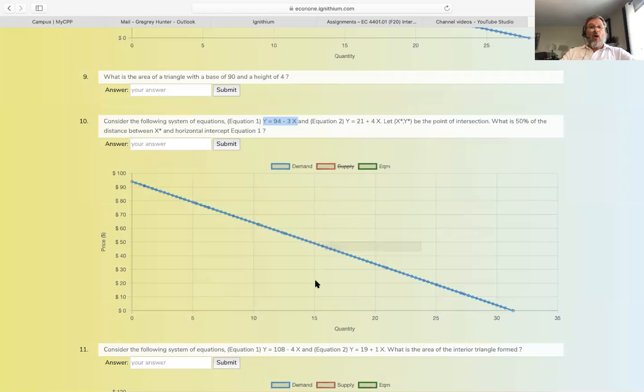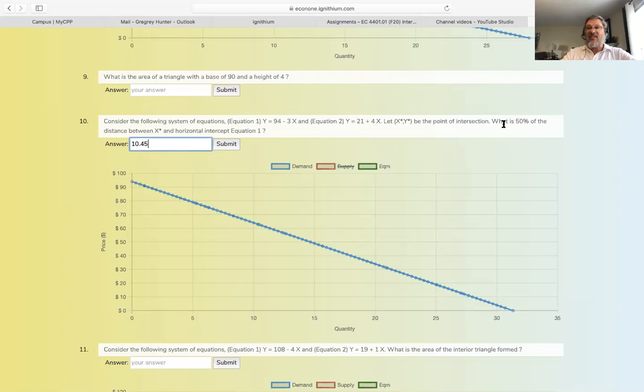Well, okay, so let's see. What is 50% of the distance between x and the horizontal? Yeah, you're right. I could just put 10.45. I didn't actually have to look for the point that's halfway between the two. So I agree with you, right? I thought it was asking for the point that was halfway between. So you got to read the questions carefully.